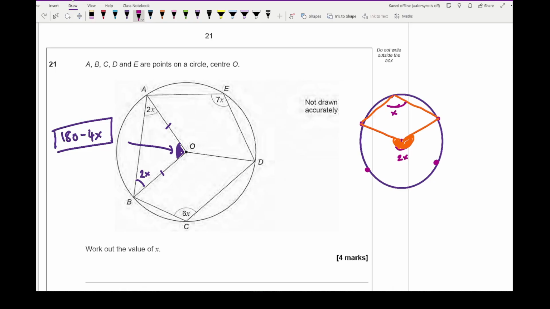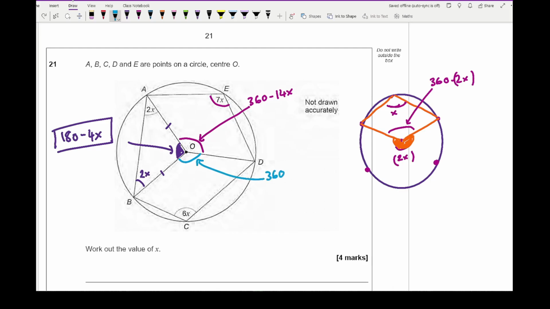Now looking at that, to work out what this angle here is going to be, that's going to be 360 minus whatever 2x is, which is this bit here. And so from this, if this is our 7x, then this angle here is going to be 360 minus double that, so minus 14x. And this angle here is going to be 360 minus double of this angle, which is minus 12x. And what I've then got is my 3 centre angles.